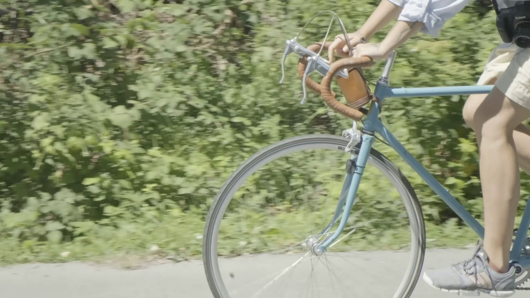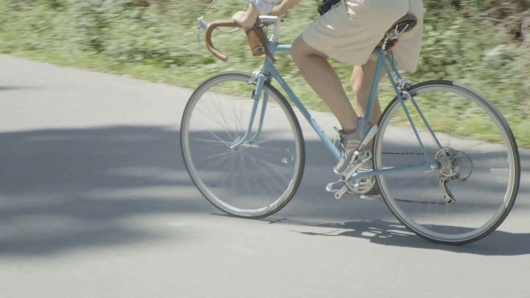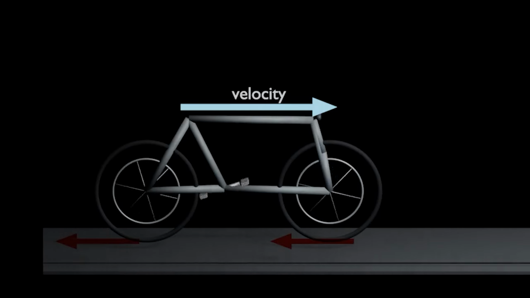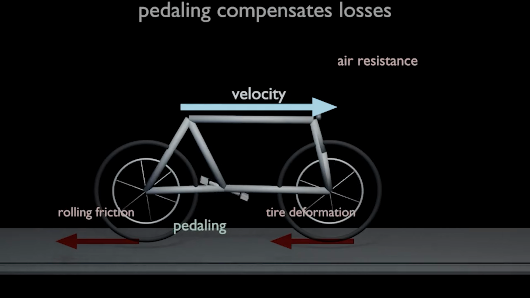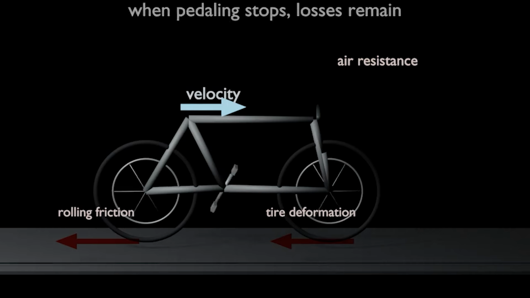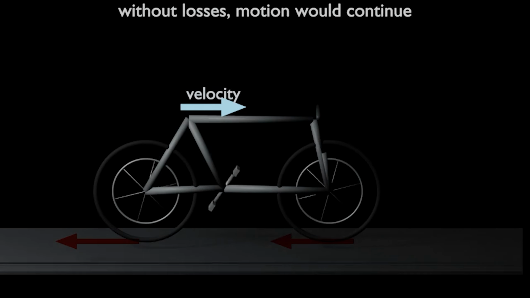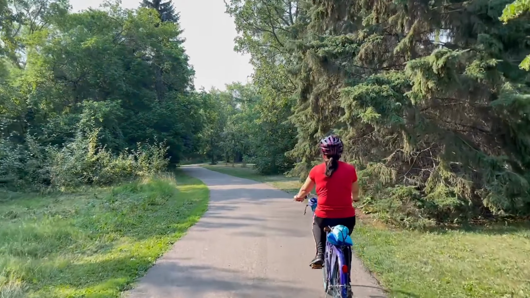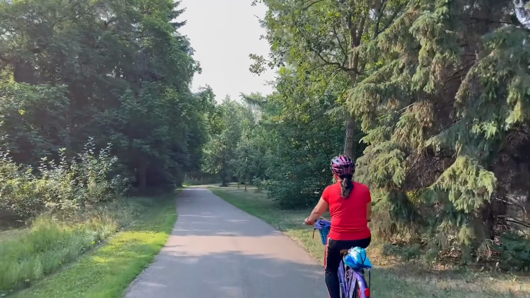Think about riding a bicycle on a flat road. While you pedal, the bicycle keeps moving. And when you stop, it slowly loses speed. It is tempting to say, pedaling creates motion, and without pedaling, motion disappears. But your legs are not supporting motion itself. They compensate for losses: wheel friction, tire deformation, air resistance, and tiny imperfections of the road. If those losses disappeared, the bicycle would not need continuous effort, because the effort is needed only when the environment constantly steals energy from motion.